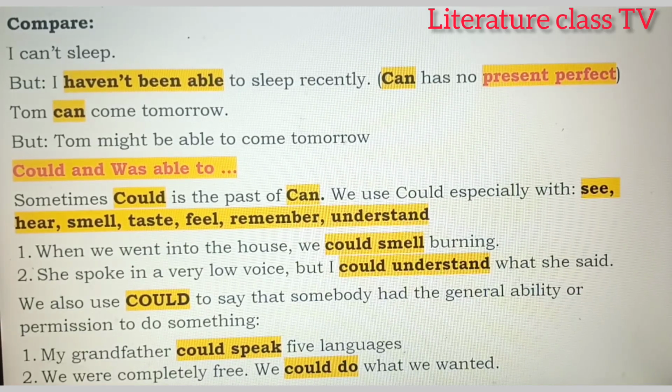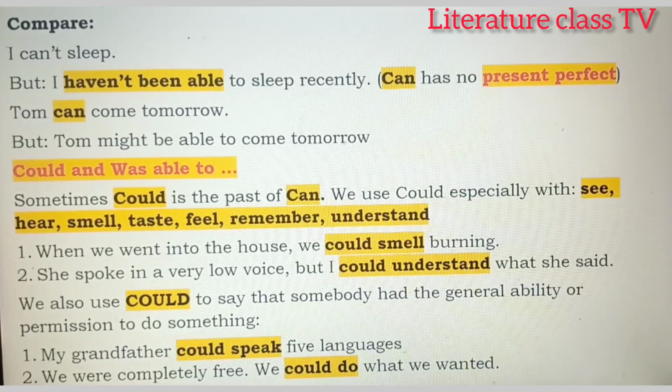Second sentence, she spoke in a very low voice, but I could understand what she said. We have could there, and we have understand. We use could with those verbs.